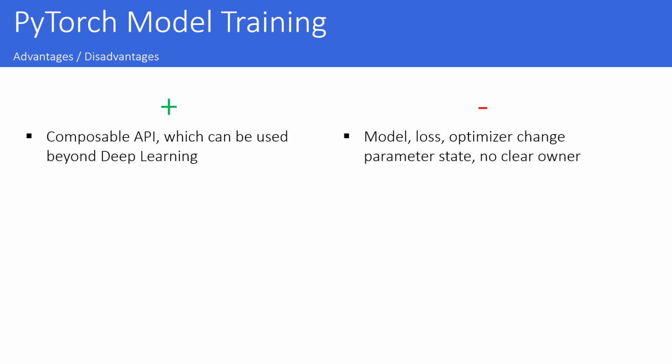So why is it done that way? What are the advantages and disadvantages? The advantage is that with the way the developers have set up PyTorch, they have created some very flexible and composable API, which can be used not just for deep learning, but also for other computational graphs. The disadvantage is a bit like what we have touched on in this lecture, that the model, the loss, the optimizer, they change the parameter state and it's not really clear who is the owner at which step.